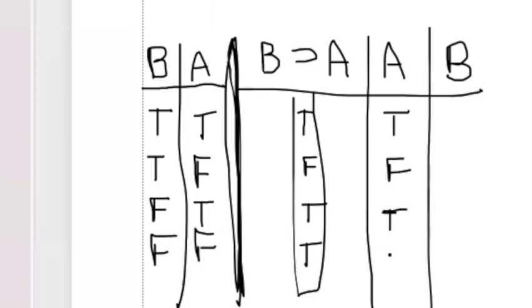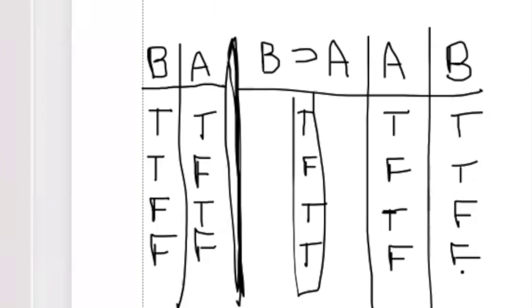Oops, don't want that to look like a false there. And then for B, let's see, B is true, true, false, false. So I'll just recopy. True, true, false, false.